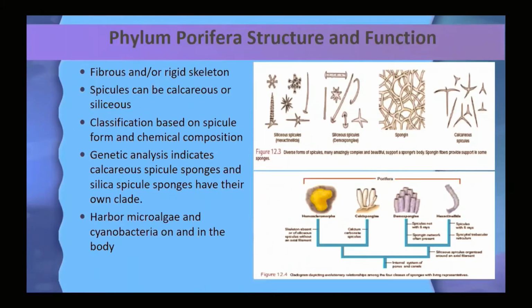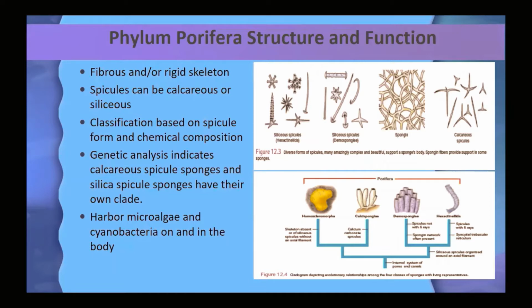Porifera, or sponges, have some skeletal framework structure. It can be fibrous or rigid, but they don't necessarily have a true skeleton. Rather, they have some sort of fibers called spicules, and they can be made of silica or of calcium carbonate. This provides them some support in their structure as sponges. Otherwise, they would probably be like jelly.